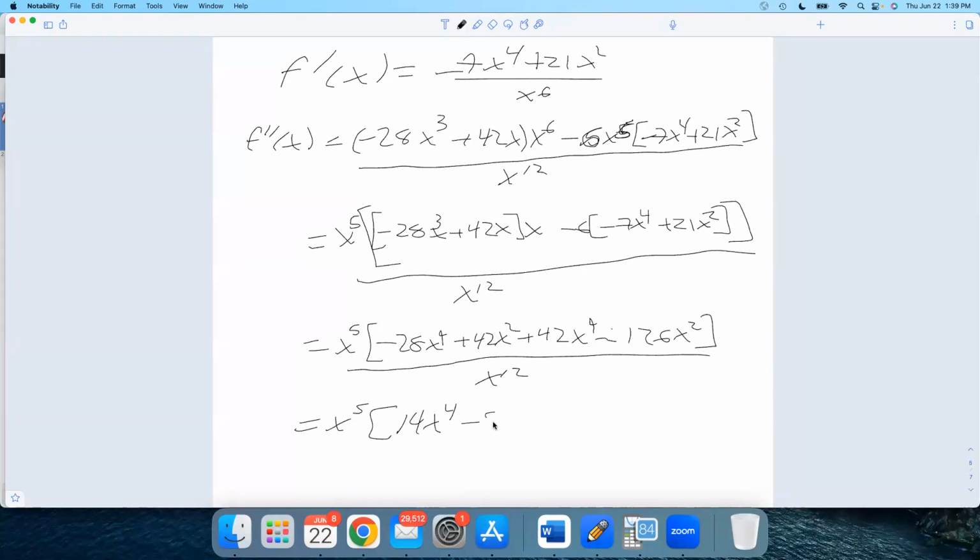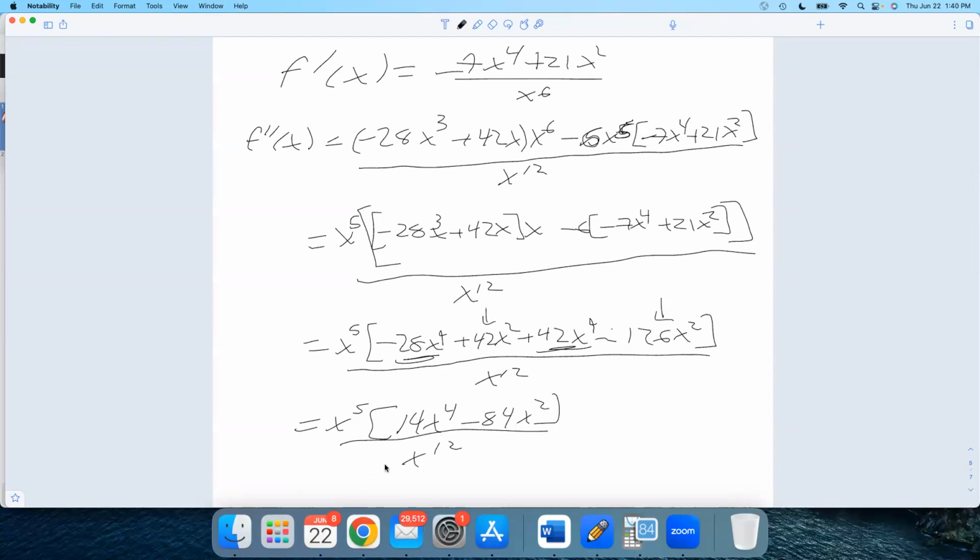-84 x squared. All right, let's check all of my math here. So this guy and that guy were common terms, like terms. 42 minus 28 should be 14. And then these guys were like terms.